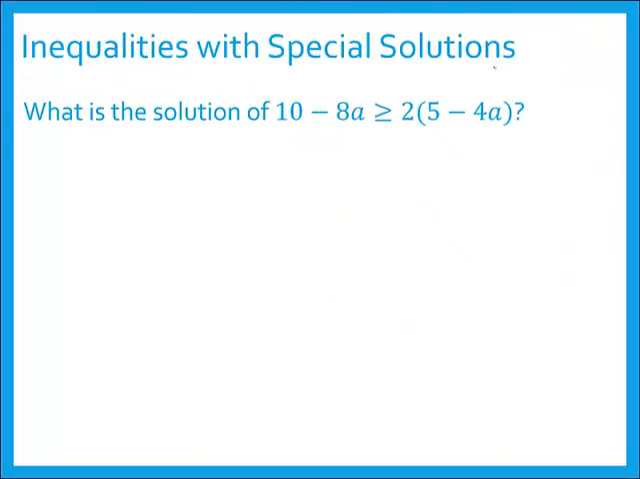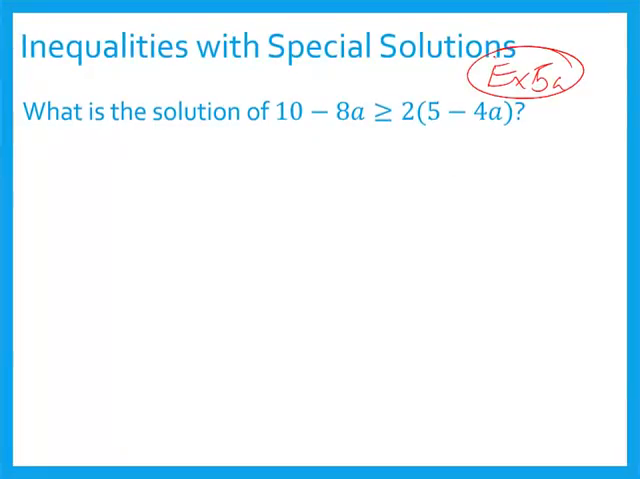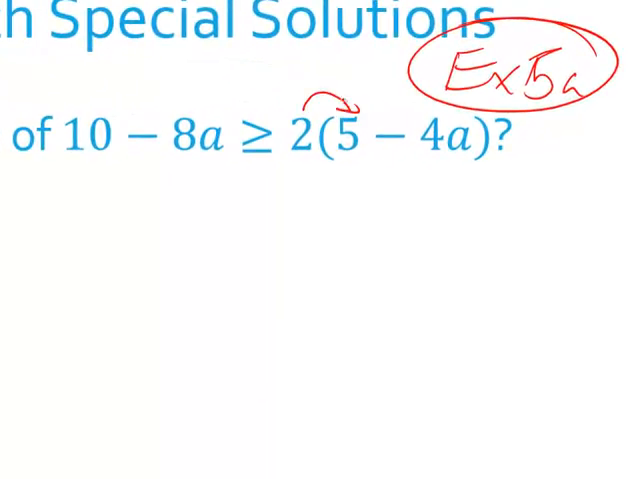Here we go. So this is going to be example 5a. We have 10 minus 8a is greater than or equal to 2 times 5 minus 4a. Now, don't forget, you can pause and rewind to catch up on anything that I may have talked too fast about. So, first up, we need to see if there's anything to distribute, which there is. There's 2 on the outside. We need to distribute using the double arrows or double rainbow.